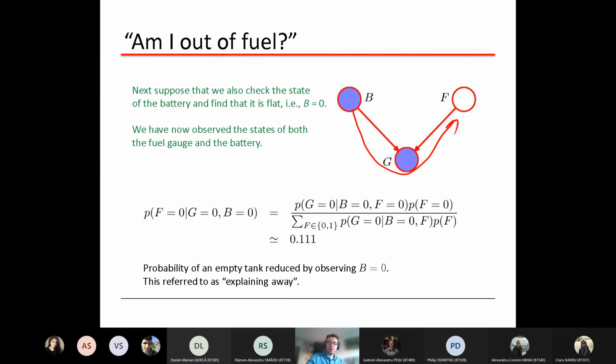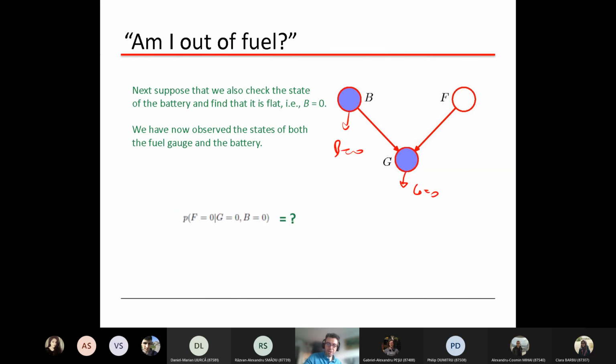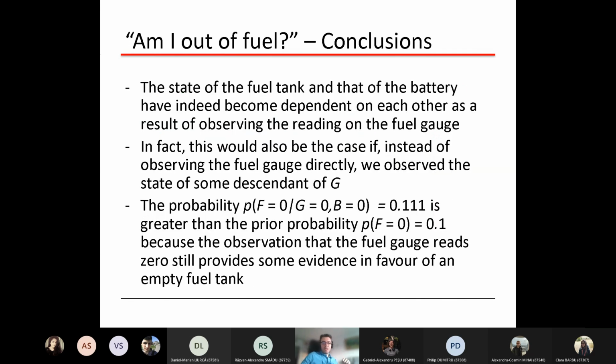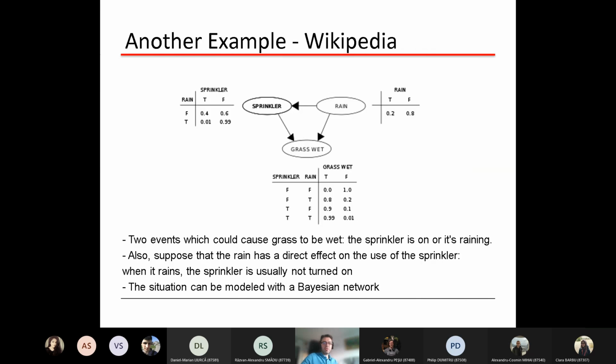Cool. So this is how a V structure works. So this explains what it means for this inference path to become unblocked. Unblocked means that this probability changes. So after I know that the battery is dead, the probability of not having fuel changes. It goes down from 25% to 11%. Cool, and these are like the conclusions. We have already talked about them.